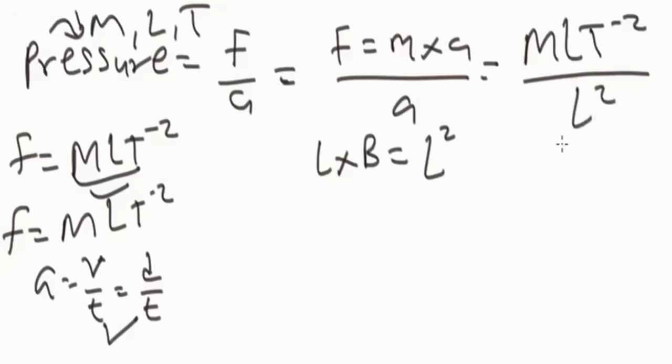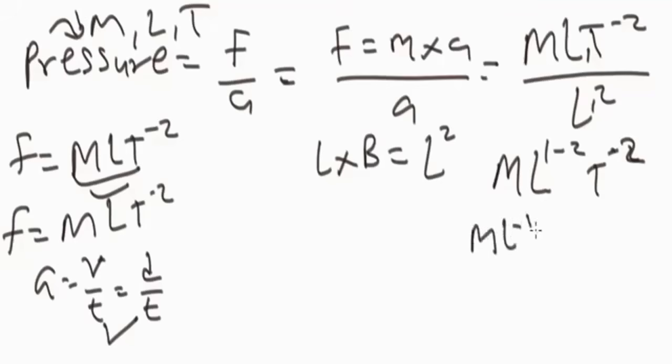So when you apply the law of indices, it states that when you have 2 bases that are the same, like L here, and they're dividing each other, you subtract their powers. So this is going to give us mass times length to the power 1 minus 2 times per time square. When you simplify, you're going to have mass times per length times per time square. This is per length, and this is the dimension of pressure.